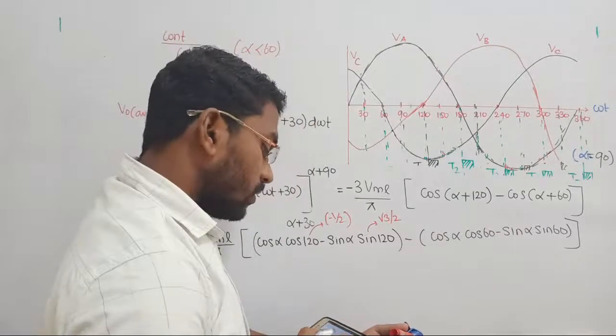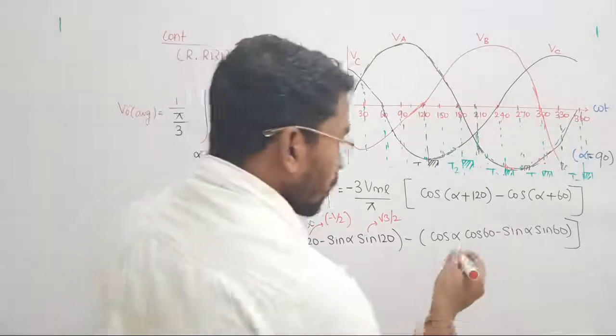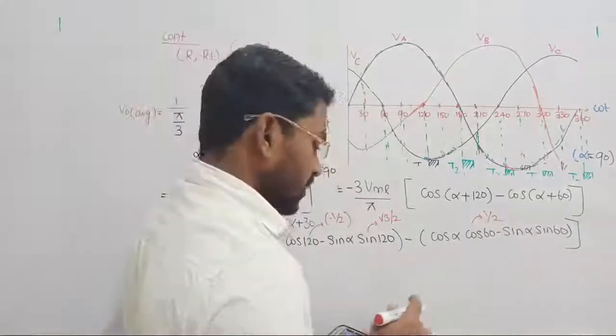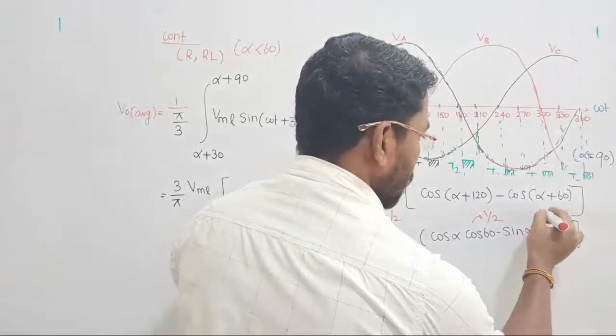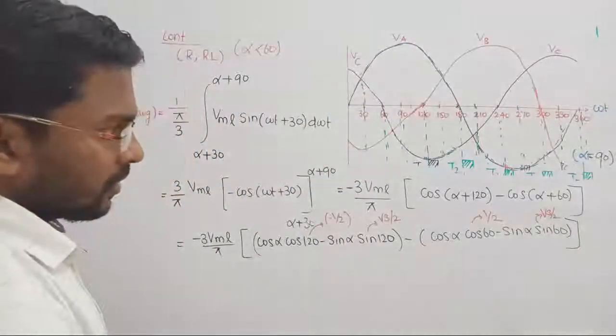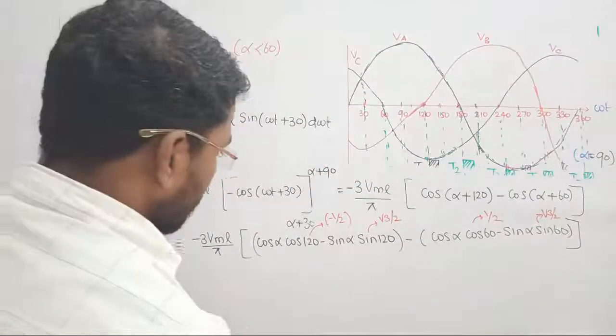Similarly, cos 60 we know that is 1 by 2. Anyway, let us check sin 60, that is root 3 by 2 only, na. This is going to be root 3 by 2. Can we reduce this? See whether any term is getting cancelled.